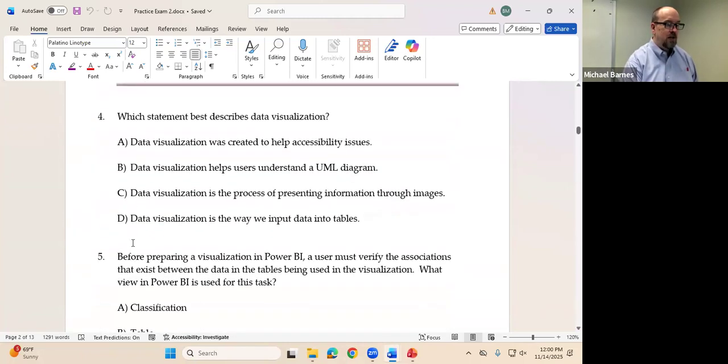Which statement best describes data visualization? This is a basic definition question, and I'm not going to make anything too confusing on this. I just want to make sure that you understand the concept, okay? So data visualization is the process of presenting information through images. We talked about the reason behind that is that most people are visual thinkers. They look at something and they absorb it 600 times more readily than if they look at it in words.